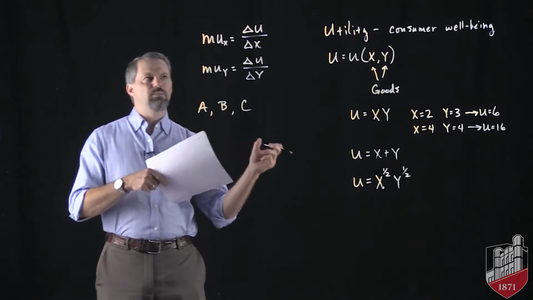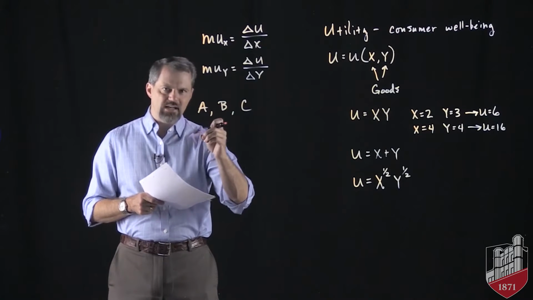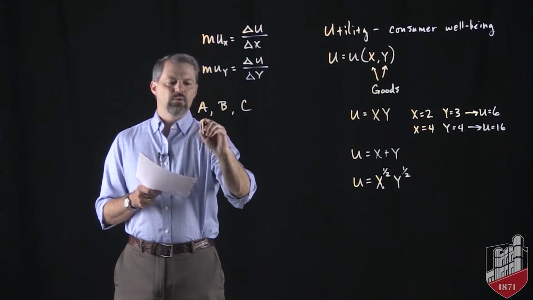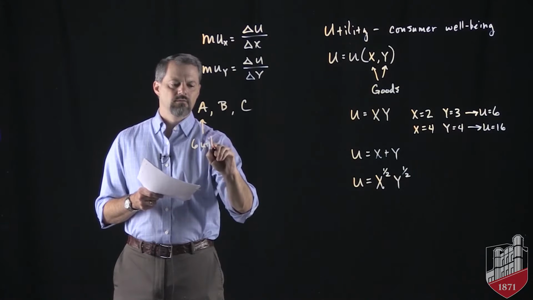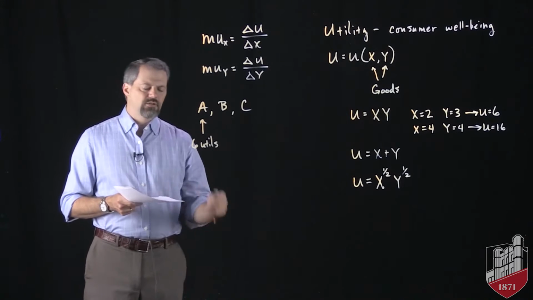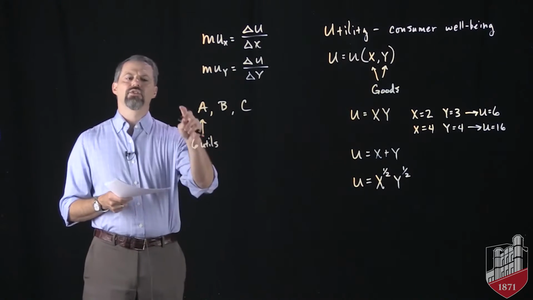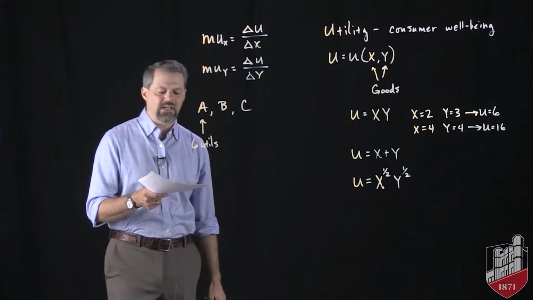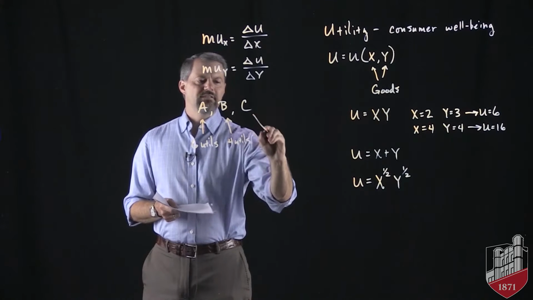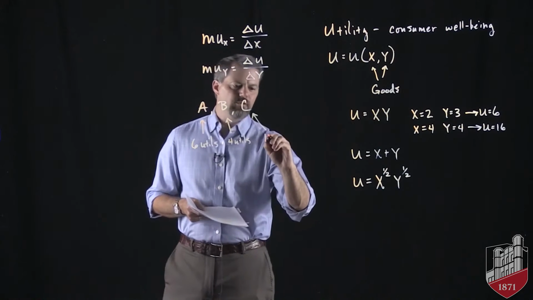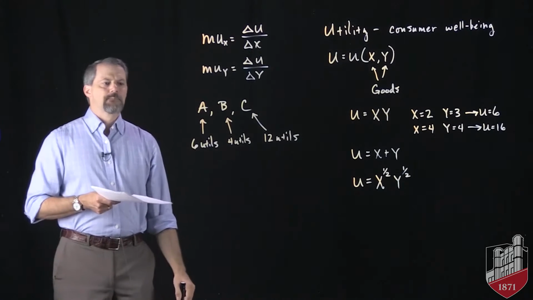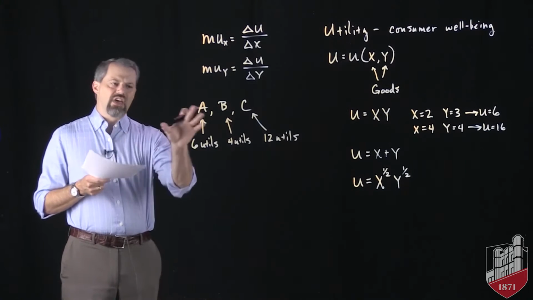And let's suppose that when we plug the numbers from those bundles for good X and good Y into our utility function, we get 6 utils from bundle A. If the consumer consumes bundle A, they're going to get 6 utils. If they consume bundle B, let's suppose they get 4 utils. And if they consume bundle C, let's suppose they get 12 utils. So let's think about how we're going to use that information.